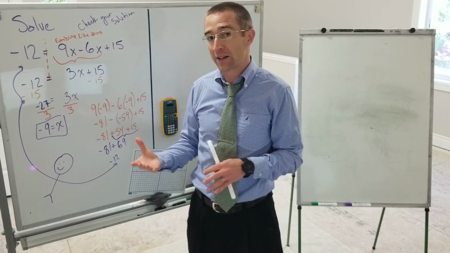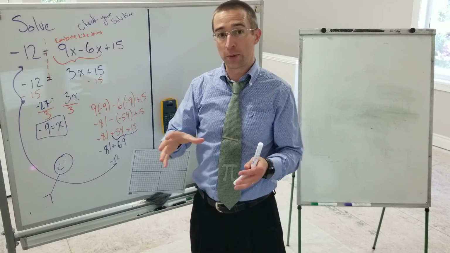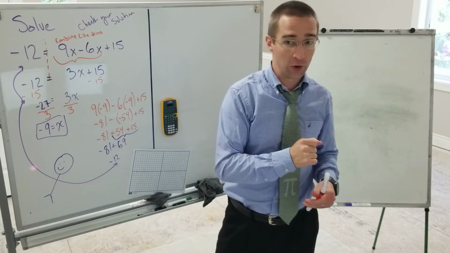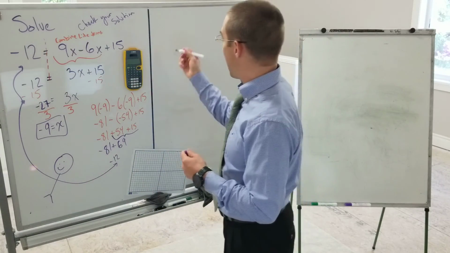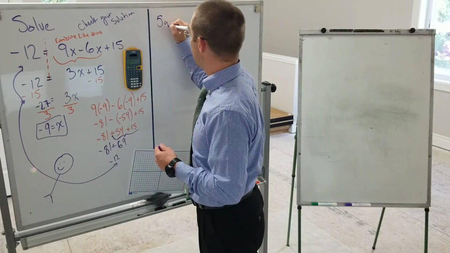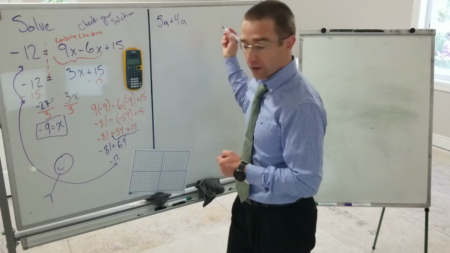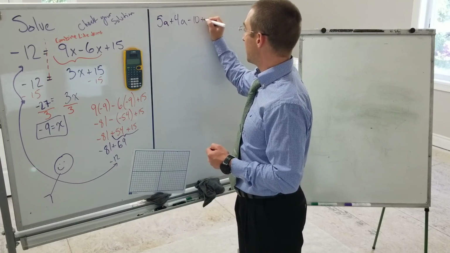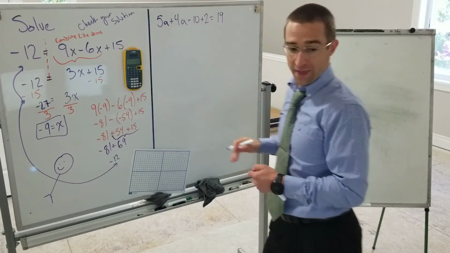So I'm going to give you a couple practice problems here. I want you to pause the video after I write them up. Try the two practice problems on your own, and then we'll go over them real quick. Okay, practice problem number 1, we have 5a plus 4a, that's it, they're both a's, minus 10 plus 2 equals 19. So go ahead and try that one.